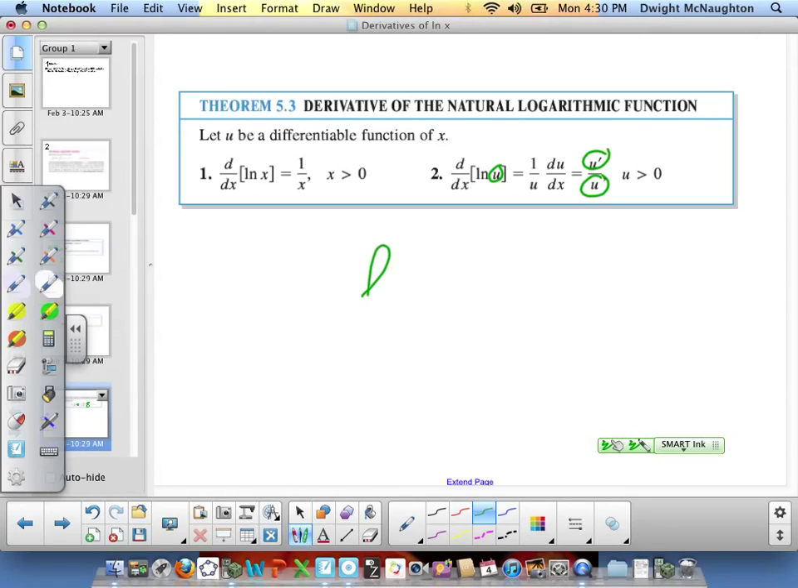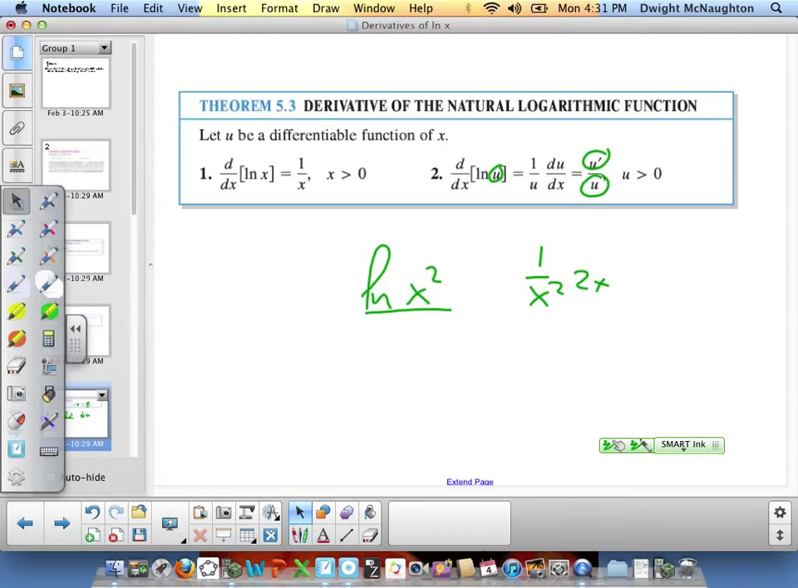If you had the natural log of x squared, you could do the 1 over x squared, and then multiply by what's inside, or you could just do the derivative of what's inside over what's inside, or u prime over u, or du over u. All right? That's the derivative of the natural log. The derivative of what's inside over what's inside.